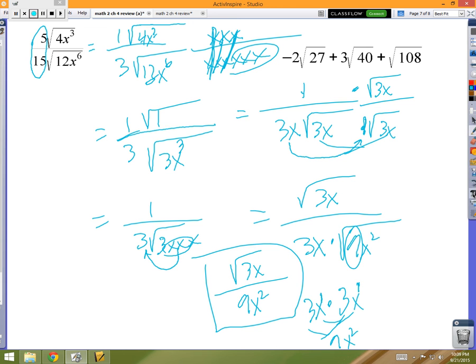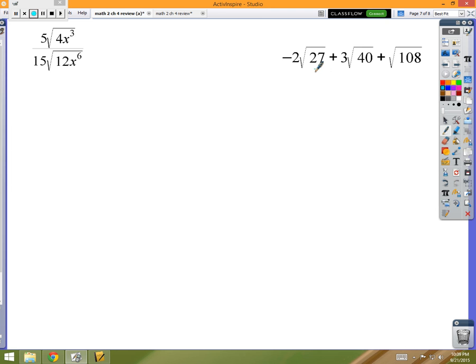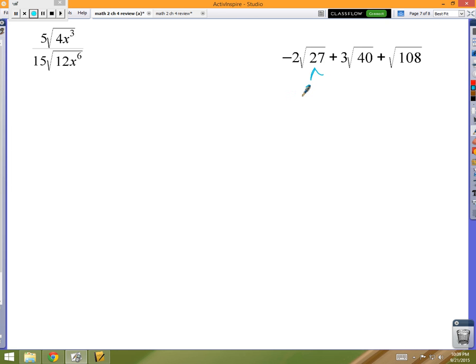Okay, the next one, let's see if there are any squares that can be pulled out. In 27 is 9 times 3. 3 is done, and 9 is my perfect square. 9 is 3 times 3. So I'm going to take this pair of 3's out, and there's already a negative 2 on the outside, so it's going to be a negative 2 times 3. So on the outside I got negative 6. On the inside I've got this 3.